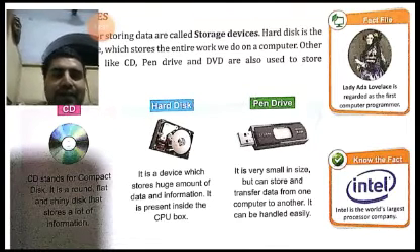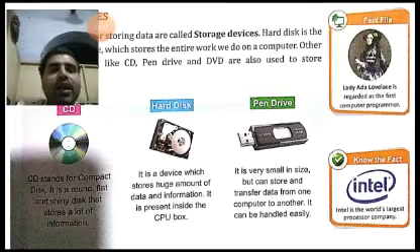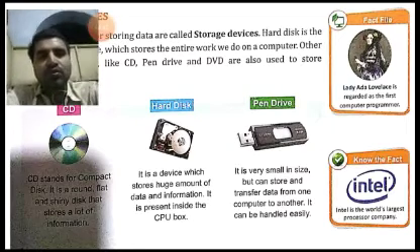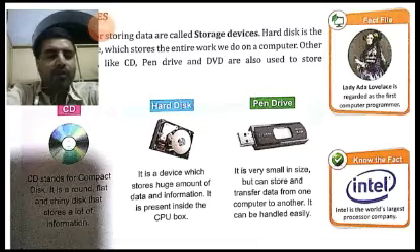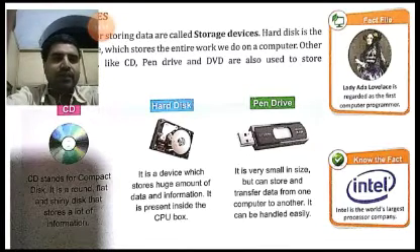Then what is a hard disk? A hard disk is a device which stores a huge amount of data and information. It is present inside the CPU box. A hard disk has more capacity to store large amounts of data and information.